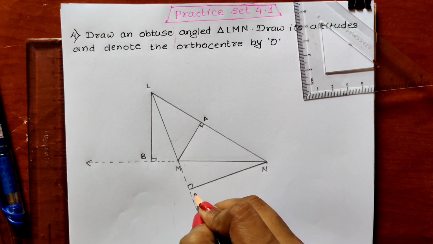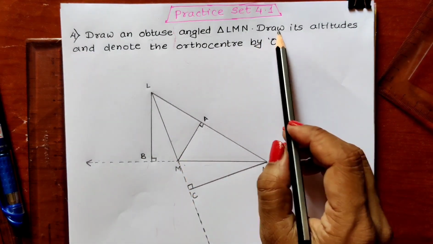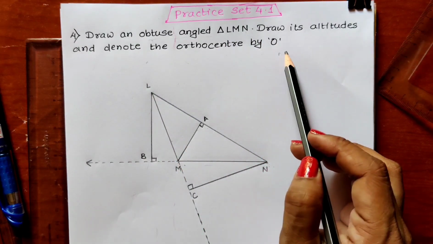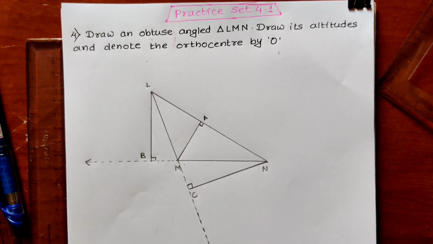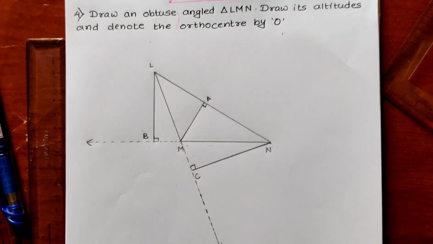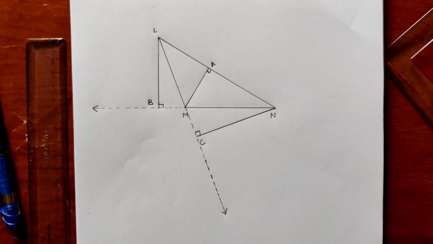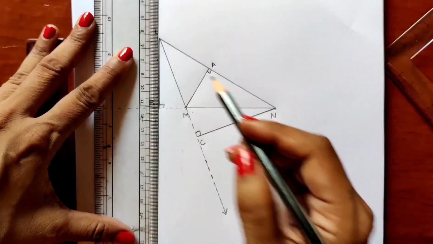This may be point C. Now what we have to do? We have to draw the altitudes and denote the orthocenter by O. Orthocenter means what? The point of intersection of all these three altitudes. So we have to draw these altitudes in such a way that they intersect each other. That means we have to extend them. We have to see at which point all these three altitudes intersect each other. So we will have to extend all three altitudes. Let us extend these altitudes.